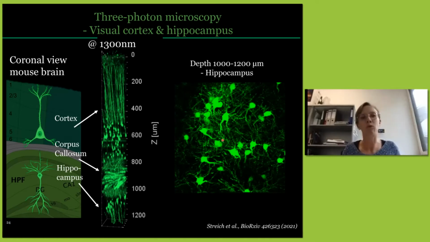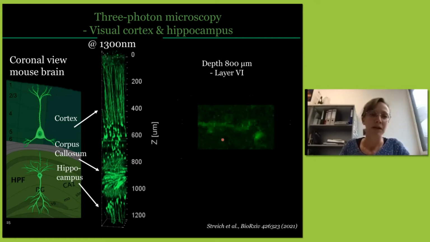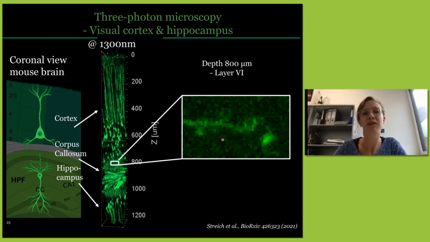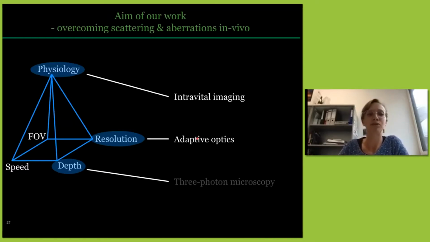But remember, the goal was to have synaptic resolution, so really high resolution throughout an entire cortical column. If we have a look at the zoomed-in image here at layer 6 at around 800 micrometer depth, you can still see that it's rather difficult to tell whether there are actually spines on this dendrite or not. And that is why I've also implemented two complementary approaches, intravital imaging and adaptive optics, to enhance the visibility of very fine dim structures deep inside the brain.